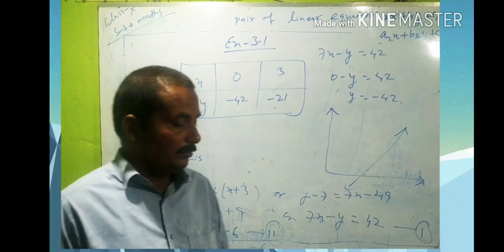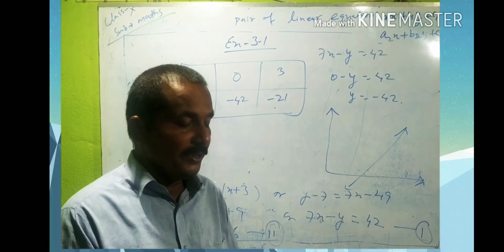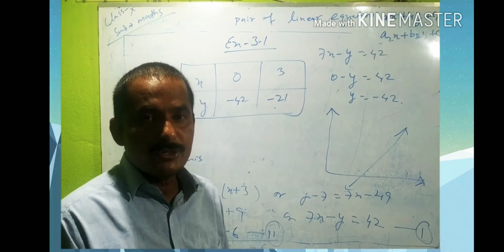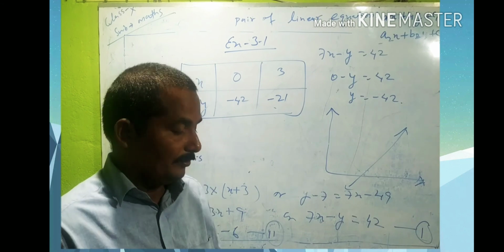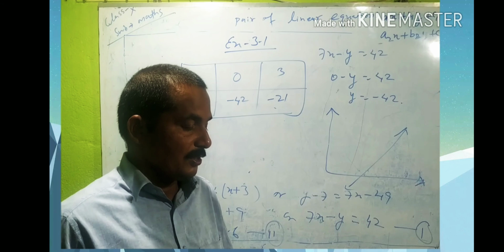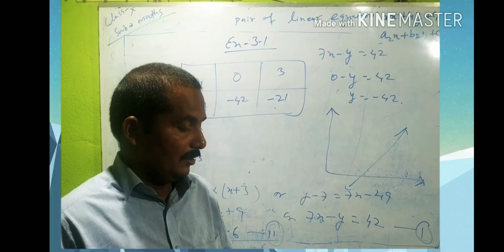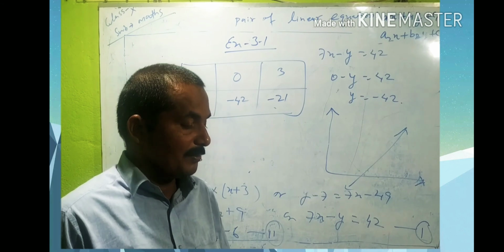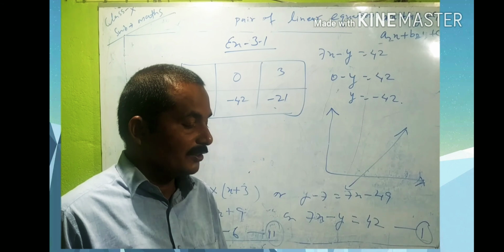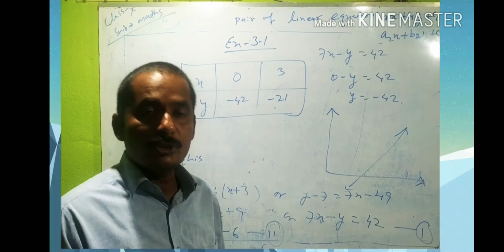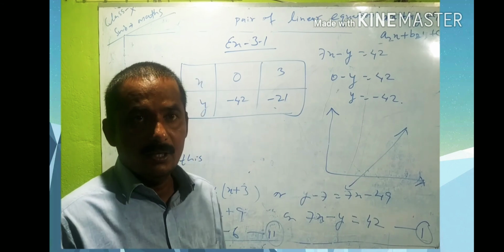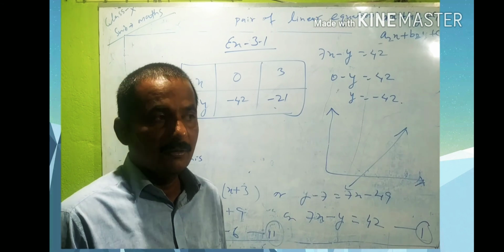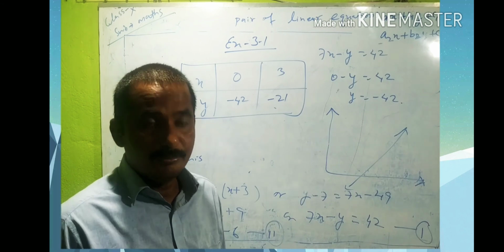Now we are moving to exercise 3.2, because these 2 exercises are almost the same. The very first question of exercise 3.2 says: we form the pair of linear equations in the following problems and find the solutions graphically. Here we will go for the solution graphically. If there is a unique solution, there will be one unique value for x and y.